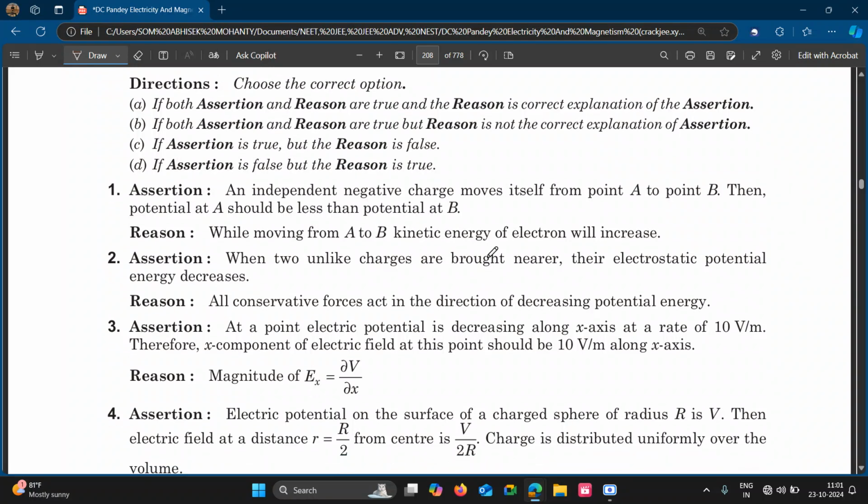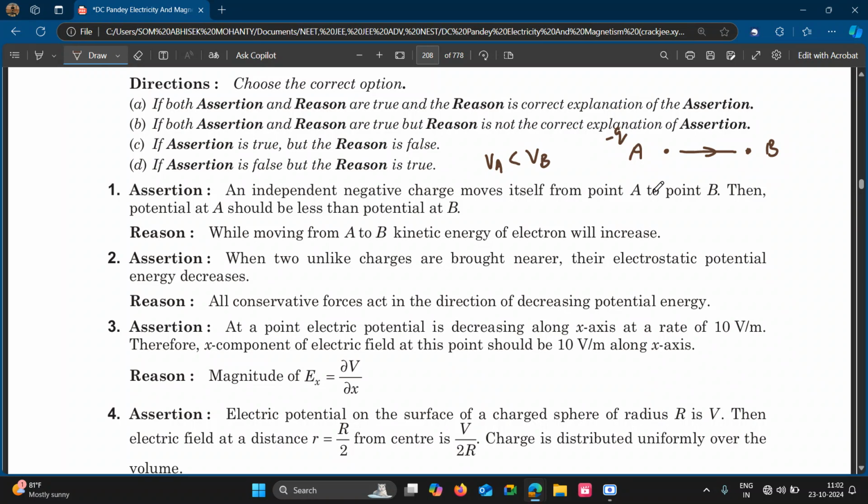Assertion: an independent negative charge moves itself from point A to point B. Then potential at A should be less than potential at B. So this is the question. Independent negative charge, say minus Q, is moving from point A to point B. Then potential at A should be less than potential at B, that means VA is less than VB.